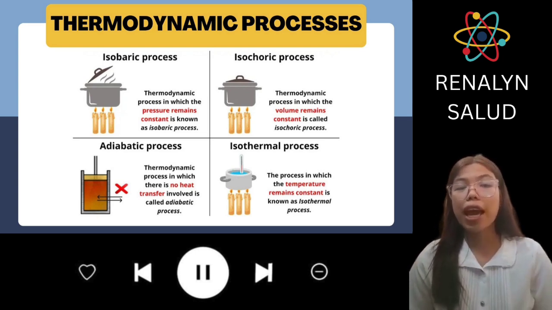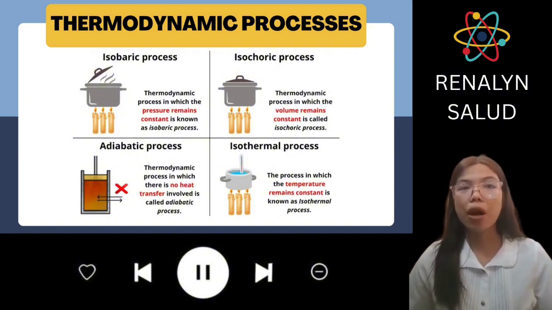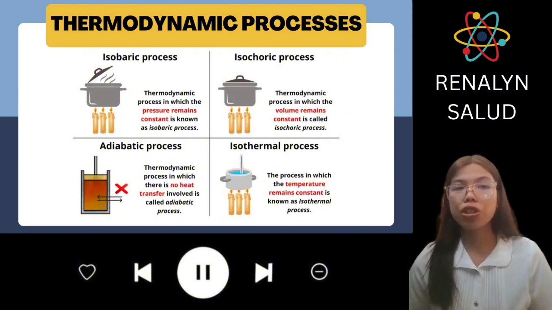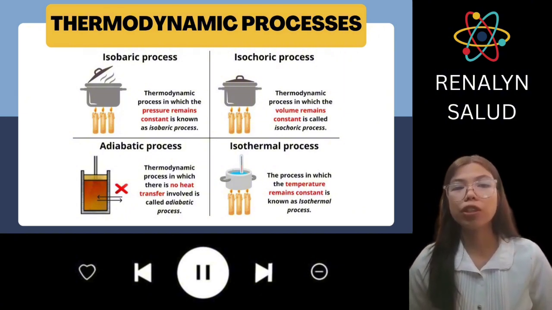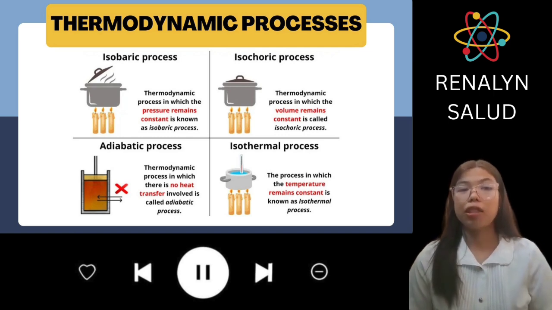Next we have the four basic types of thermodynamic process, based on which property is kept constant during a process. The first one is the isobaric process, or constant pressure. The pressure remains constant while other properties like volume or temperature may change. For example, when boiling water in an open pan, the pressure stays atmospheric, right?